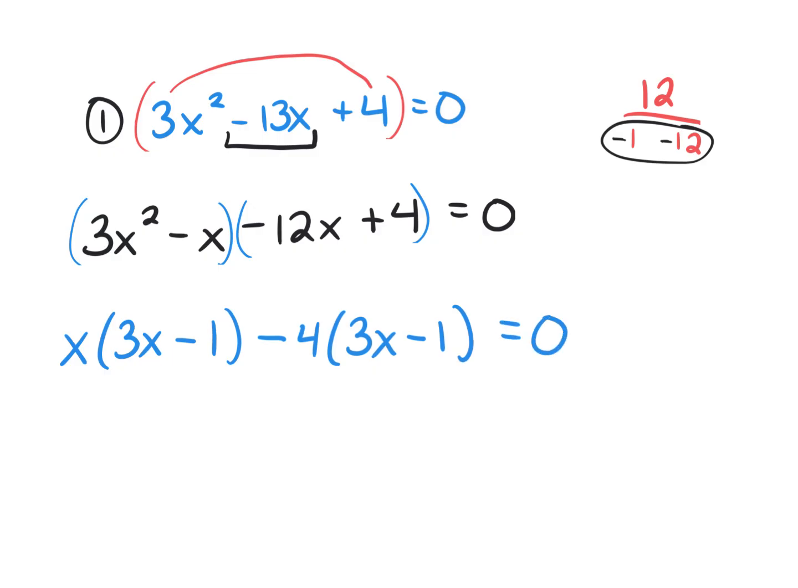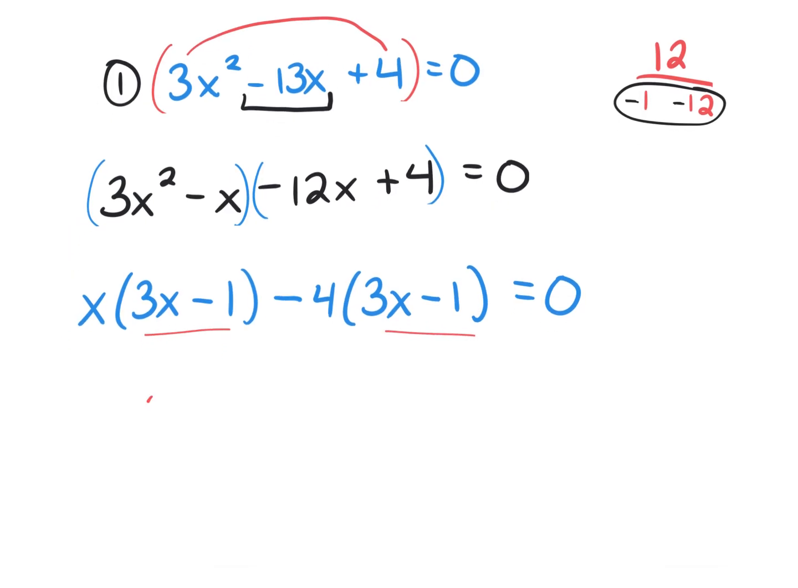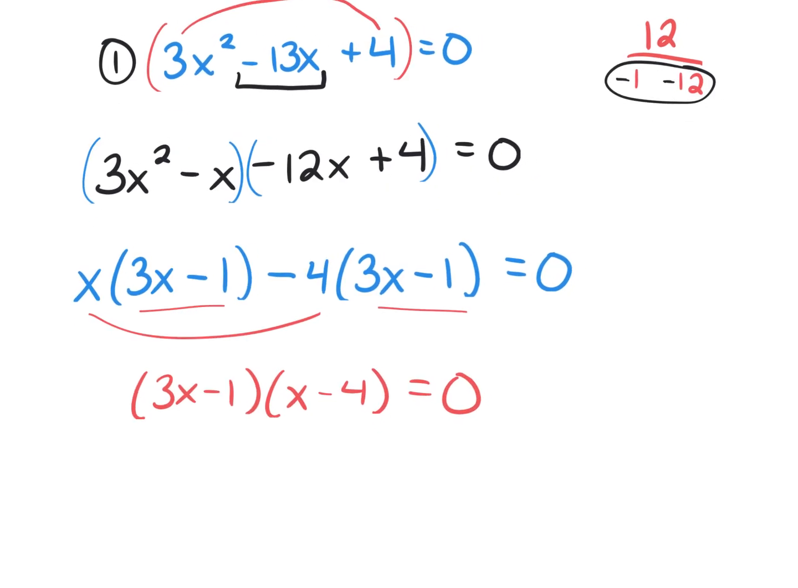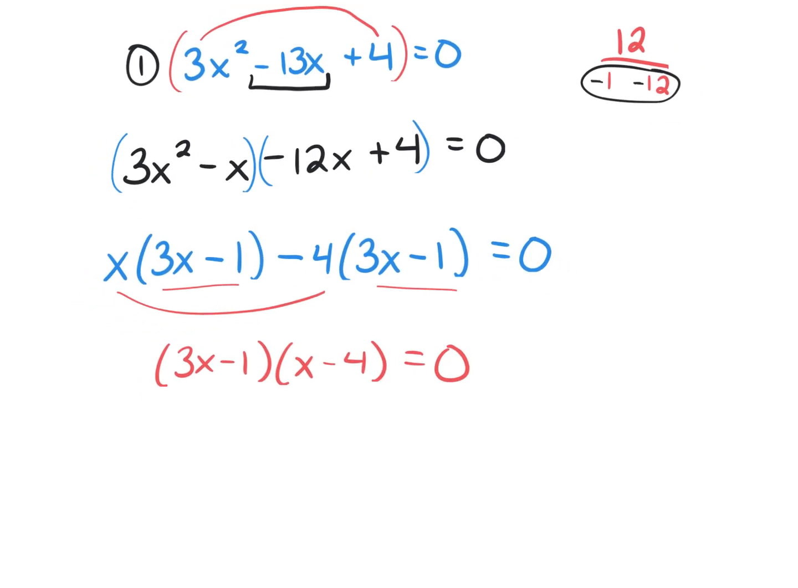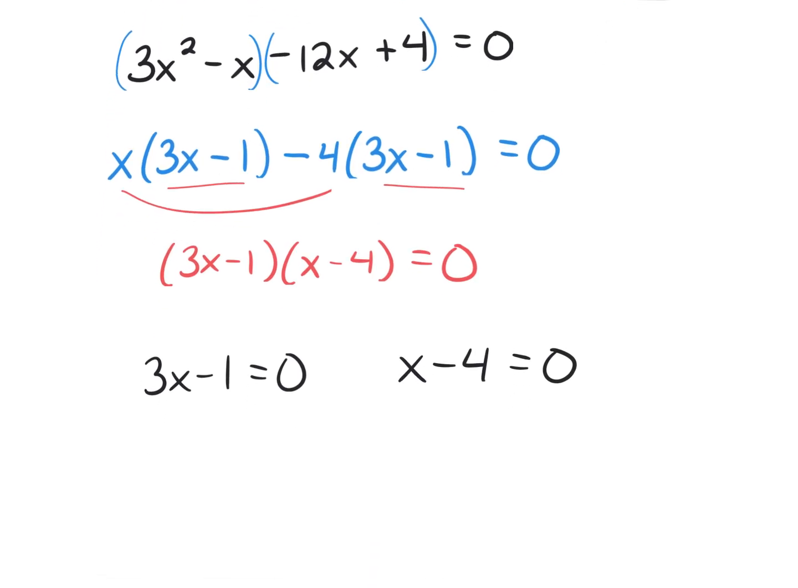Equals 0. How do you know if you did the factor by grouping correctly? The parentheses will be the same. Yep, so when we rewrite this, remember we get 3x minus 1 times what's left over, x minus 4. Set that equal to 0. What is my last step going to be to solve this then? Yep, so we got 3x minus 1 equals 0, and we have x minus 4 equals 0.